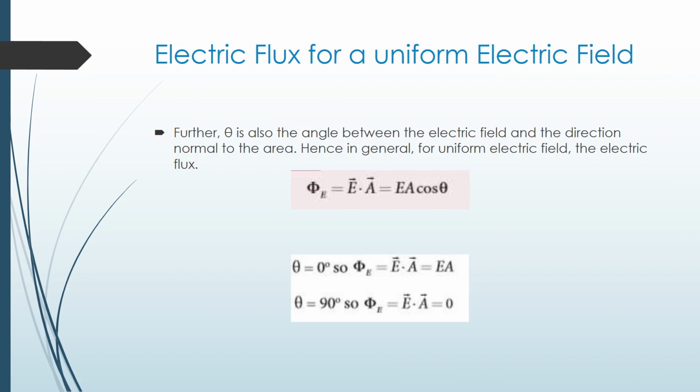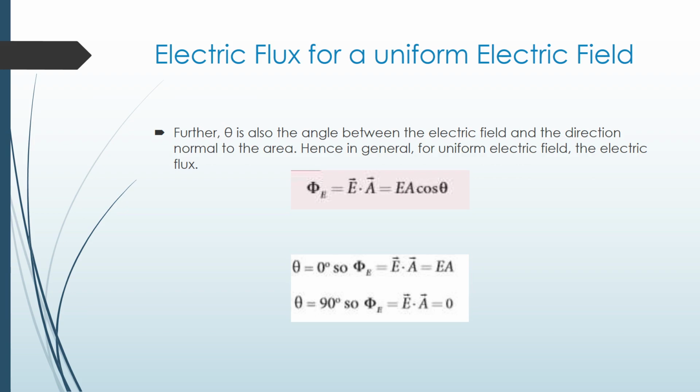Now we can simply write the electric flux for a uniform electric field as the dot product between the electric field E and the area vector A. And if we remove the dot, then we can easily write it as EA cos theta.